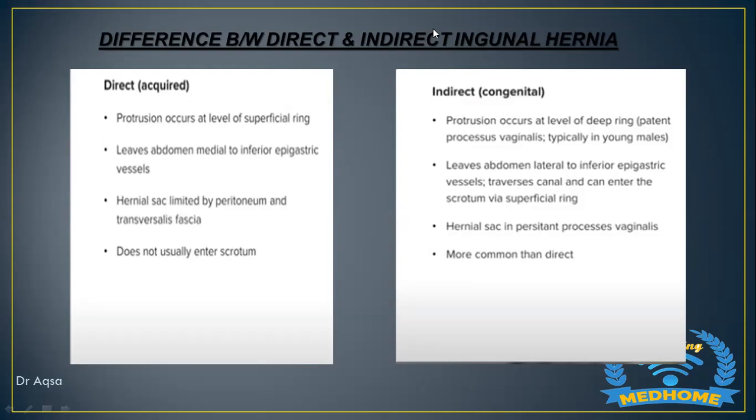Indirect lies lateral to the inferior epigastric vessels, passes through the inguinal canal, and can enter the scrotum by the superficial ring. Yes. And what about direct inguinal hernia? It leaves the abdomen medial to the inferior epigastric vessels. Yes. So direct inguinal hernia is medial and indirect is lateral.